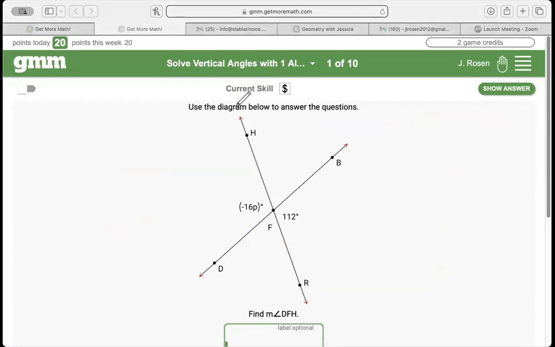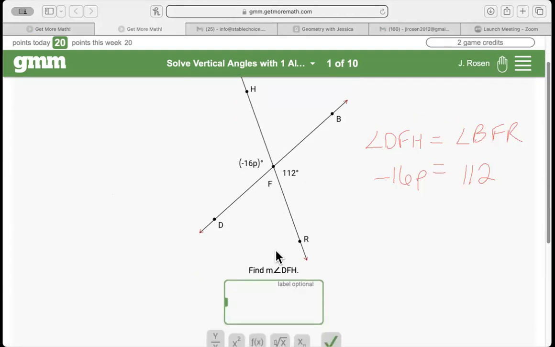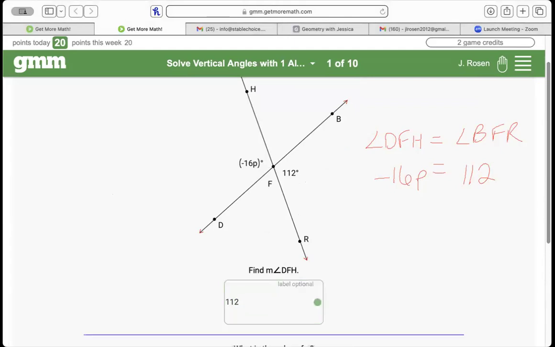This one says, use the diagram below to answer the question. So we have angle DFH, which is vertical to angle BFR. And then we can just substitute what it gives us. DFH is negative 16p, and BFR is 112. It wants to know what the angle of DFH is going to equal. Well, it's going to equal 112, right? They're vertical. So this first part, we can go ahead here and say it's 112. Make sure that that's right.